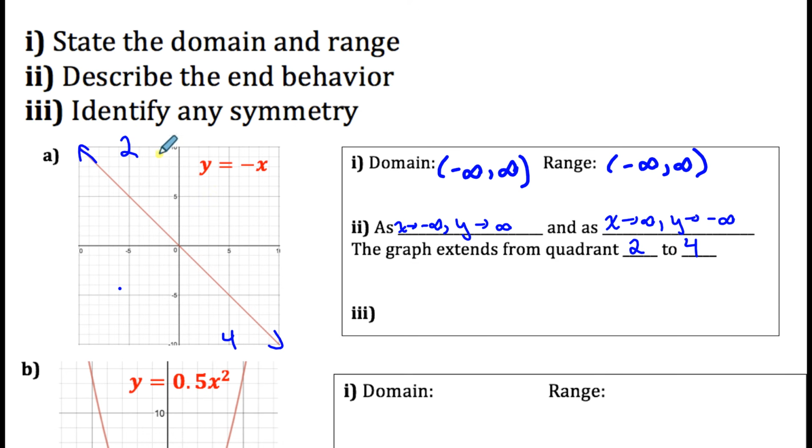Part 3 says any symmetry. Yep, there is point symmetry at the origin. All odd degree power functions have point symmetry at the origin.